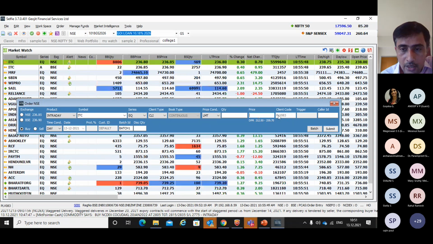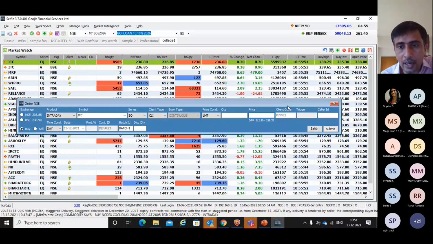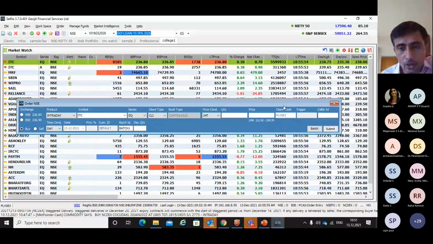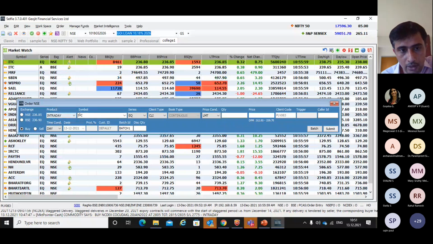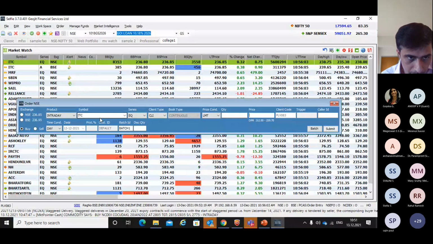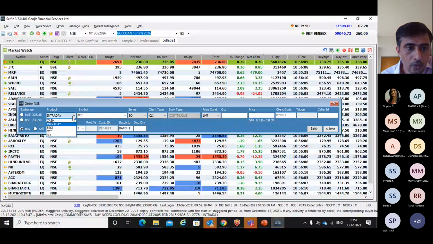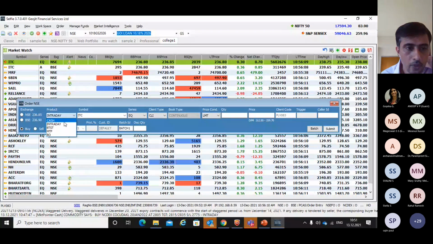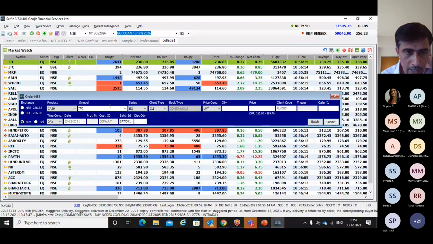And every user is represented by a unique code. Whenever you have a trading account, you will get the code, because with this code only the exchange identifies the user to whom these shares have to be delivered, or from whom the shares have to be collected. So we can place an order in ITC.